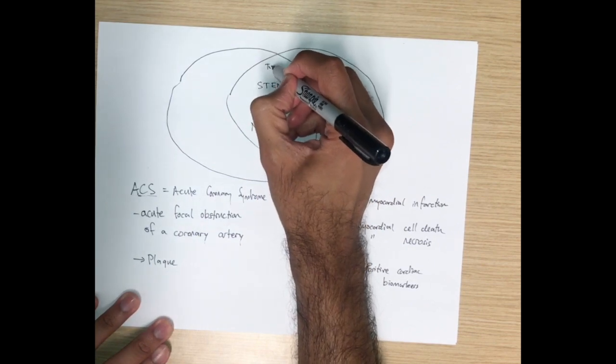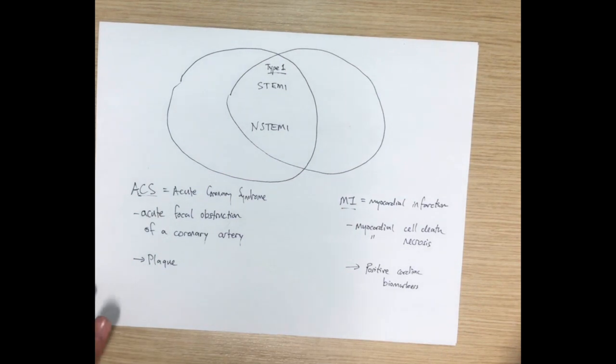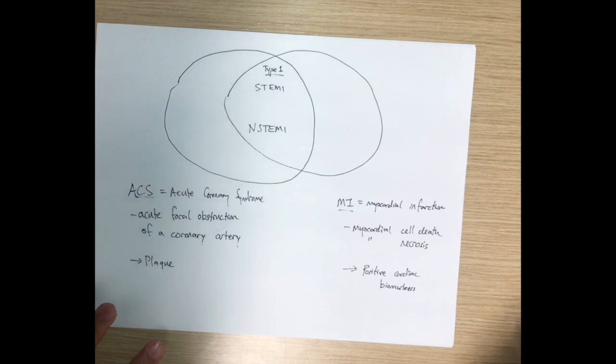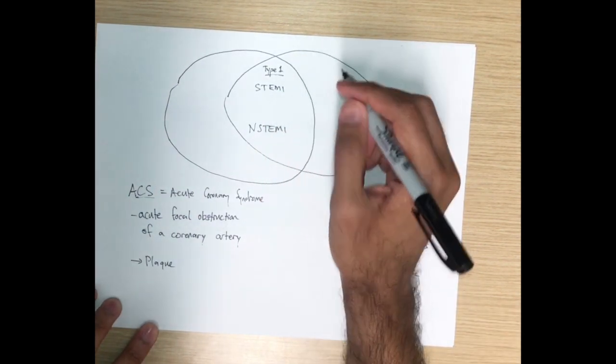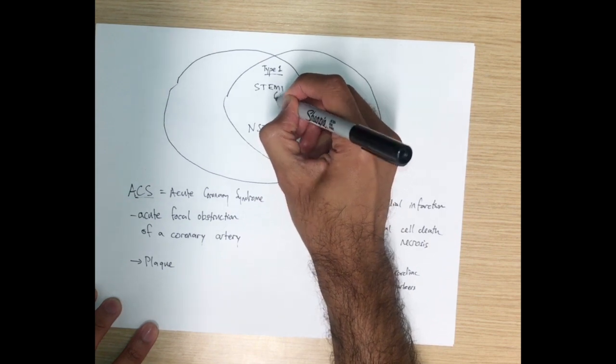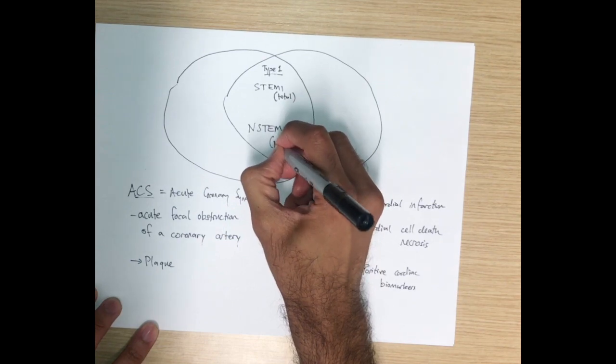These are sometimes referred to as type 1 MIs. This is the typical thing that you would hear about or read about. Rupture of a plaque, thrombus formation, obstruction of blood flow in the artery with ischemia and cell death of the downstream tissue. If the obstruction is complete, or total, that's a STEMI. This is a total obstruction. And if the obstruction is partial, that's an NSTEMI.